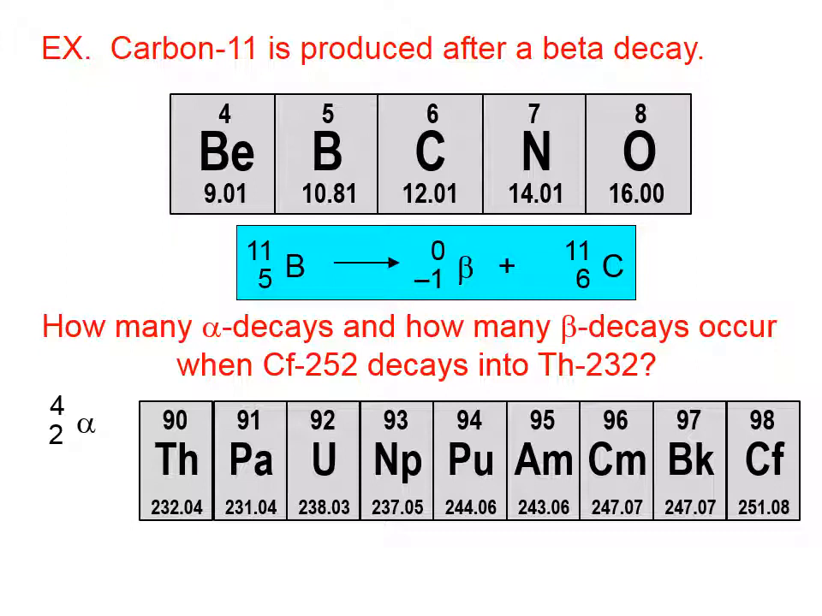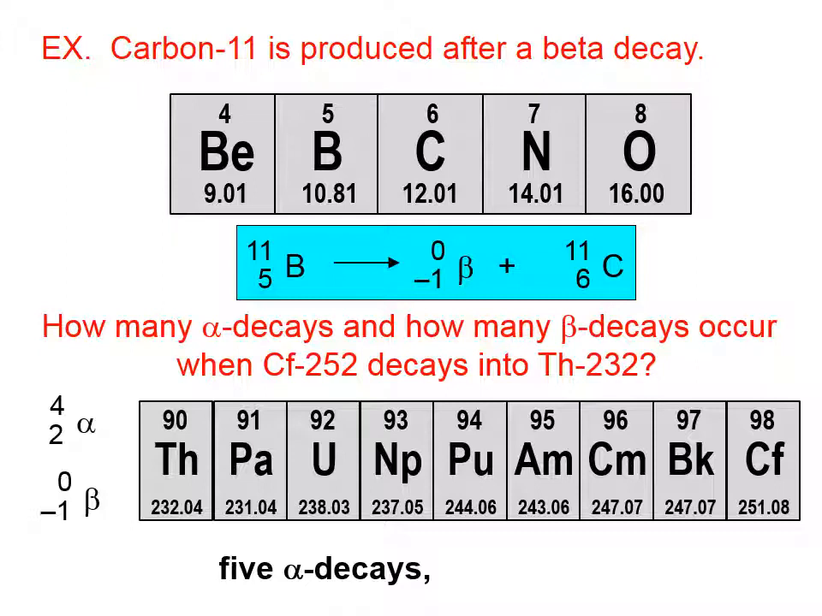And hopefully you can see that that is a drop of 20 mass units. So we're going to need 5 alpha decays. 5 alpha decays drops the mass from 252 to 232.